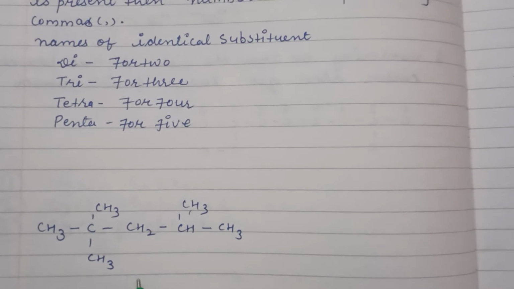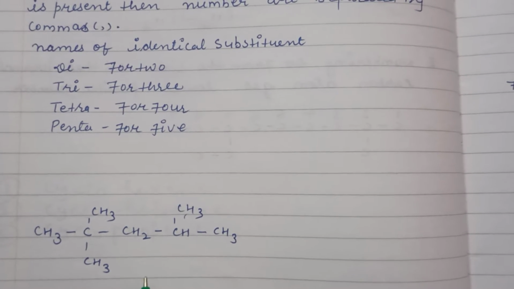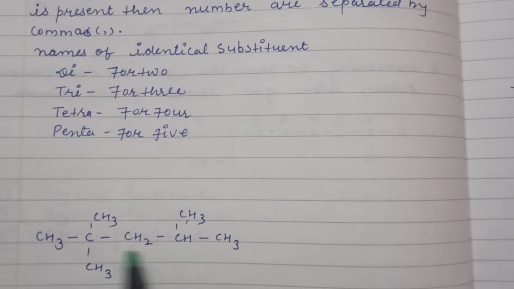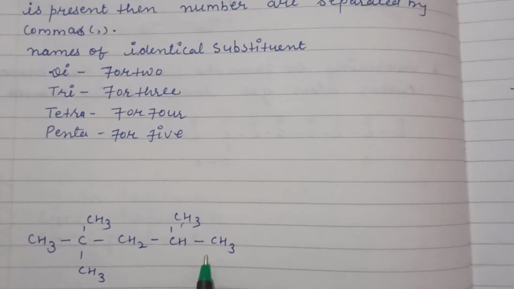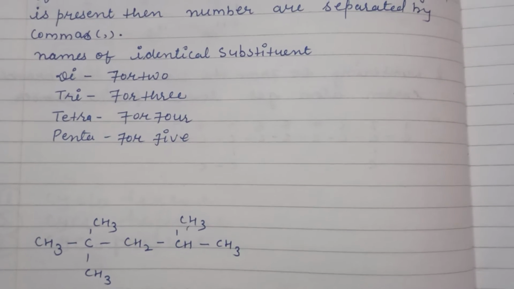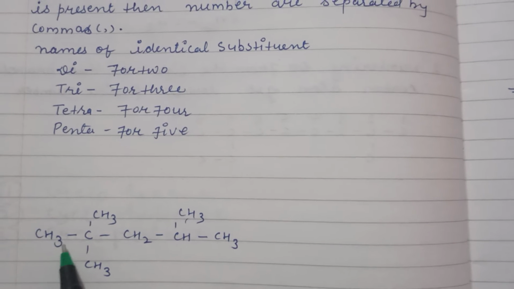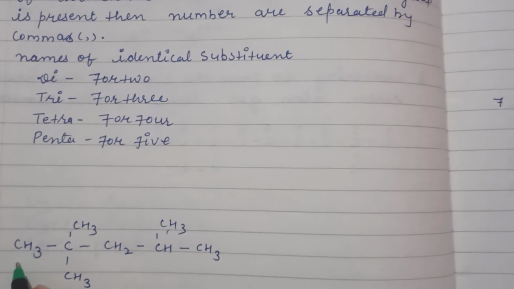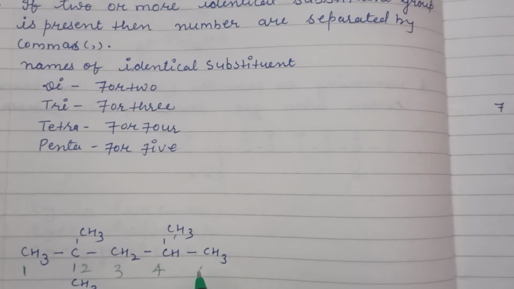So let us see from this example. This is the compound. You have to name this compound. So you have to start numbering 1, 2, 3, 4, 5. 5 carbon atoms parent chain will be there. But you have to number from which side? Because 2 substituent groups are closer from this side. So I will start numbering from this side. 1, 2, 3, 4, 5.